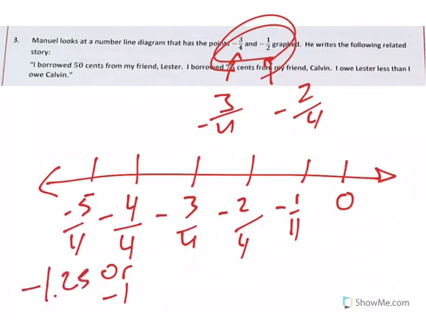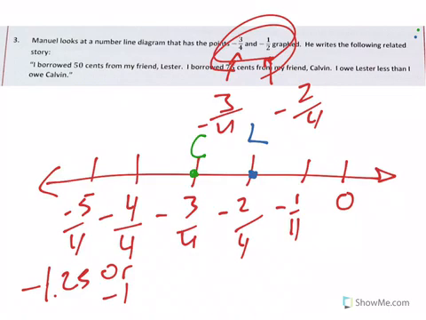You keep going, right? We don't need all those spots because what we have is if you borrowed 50 cents from your friend Lester, 50 cents is half of a dollar. 2/4 is half. So we're going to mark negative 2/4, and we're going to put an L for Lester. Borrowed 75 cents from your friend Calvin. 75 cents is 3/4 of a dollar, right? So we're going to go back 3/4, mark negative 3/4, and we're going to put Calvin.